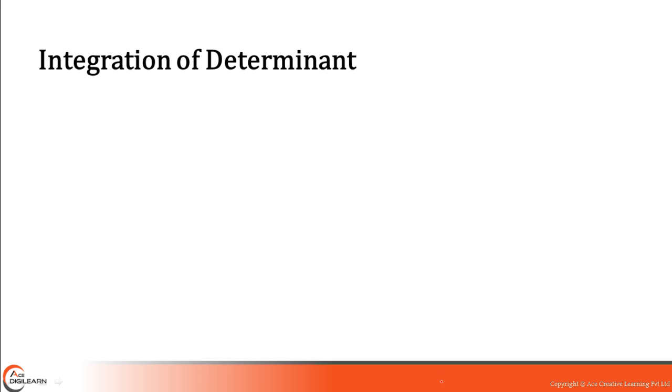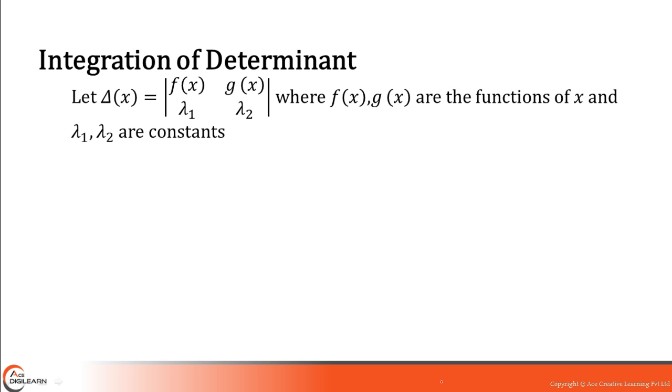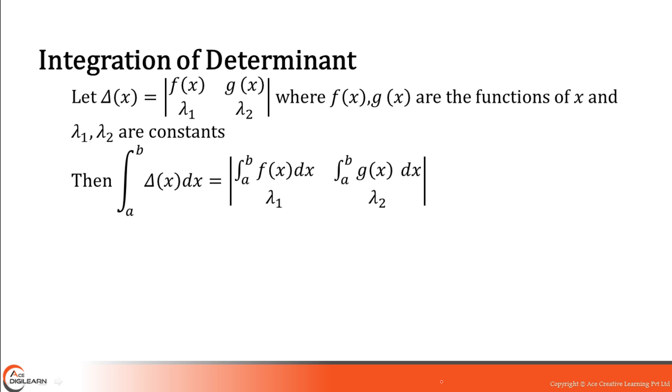Integration of determinant. Let us consider delta x, a determinant of order 2 by 2, where one row contains the functions of x and the other row contains the constants. Then the integral of that determinant is given by integral a to b f of x dx, integral a to b g of x dx, keeping the second row unchanged.